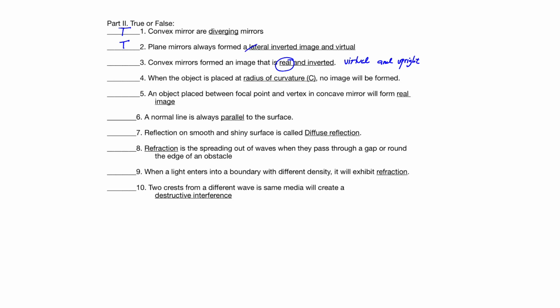Because we're using a convex mirror, when the object is placed at a radius of curvature, no image will be formed. Let's place it here at the focal point, or at F. So this one is false. An object placed between the focal point and vertex in a concave mirror will form a real image. No. It will rather form a virtual image.